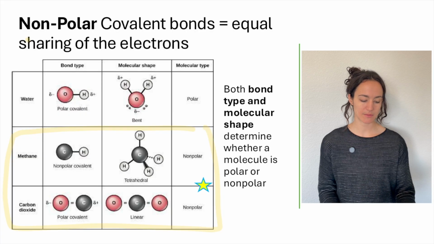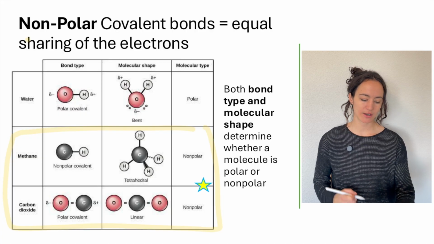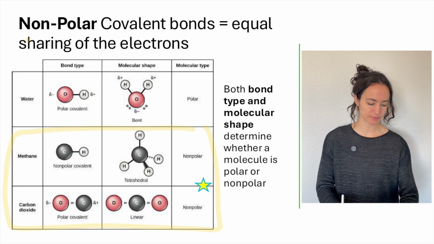So both the bond type and molecular shape, in the case of carbon dioxide, are going to determine whether a molecule is polar or nonpolar.